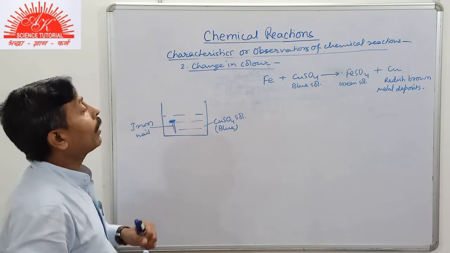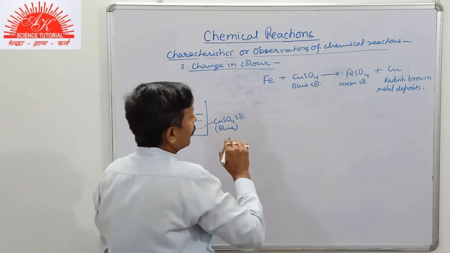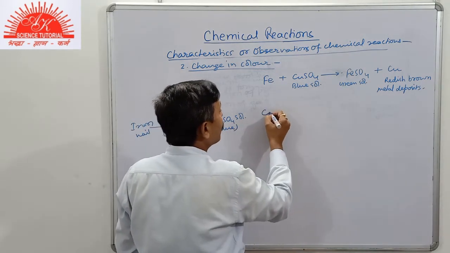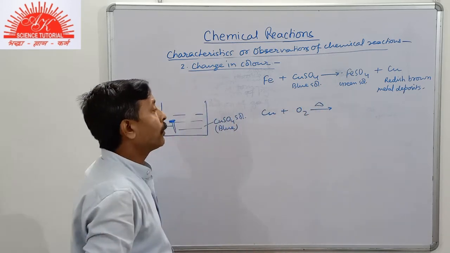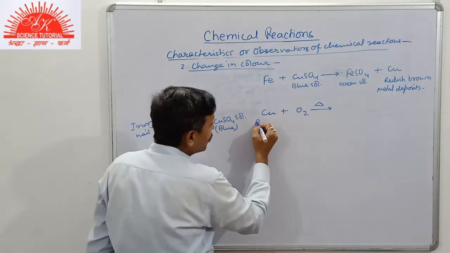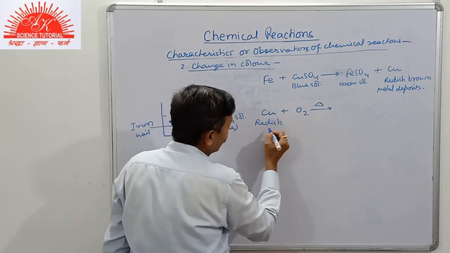Now take one more example. Suppose we burn copper in air. Copper is burnt in air. Now this is a reddish brown metal.